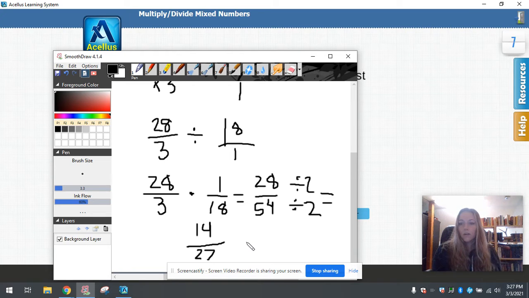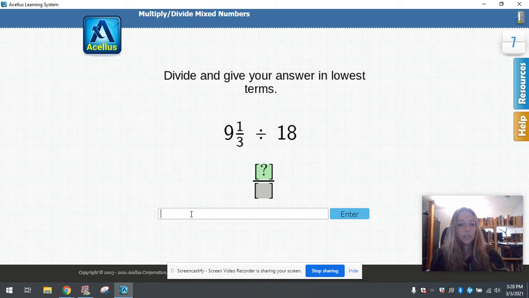Okay. Now I have to think, do these have any common factors that I can divide them by? Are they both even? No, they're not both even, so I can't divide both of them by 2. Only one of them's even. They have to both be divisible by the same number. Okay, I think maybe 5, they don't both end in 5 or 0, can't do that. Maybe 3, I can divide 27 by 3, but I can't divide 14 by 3. So this fraction is reduced. I get 14/27.